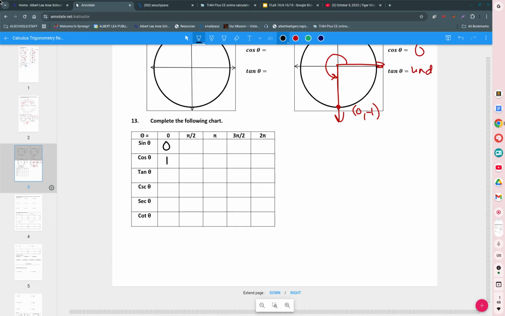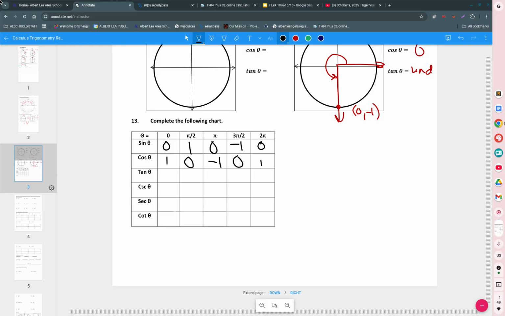What's the sine of pi over 2? 1. What's the cosine of pi over 2? 0. What's the sine of pi? 0. Sine of pi is 0. What's the cosine of pi? Negative 1. What is the sine of 3 pi over 2? Negative 1. And what's the cosine? 0. And then 2 pi will be back to 0 and 1.